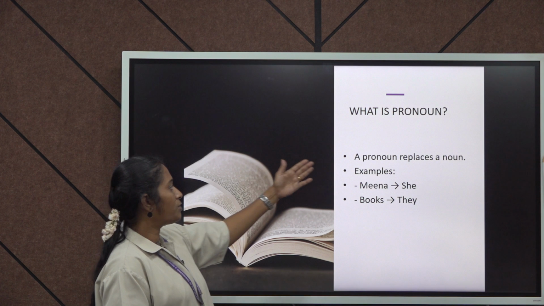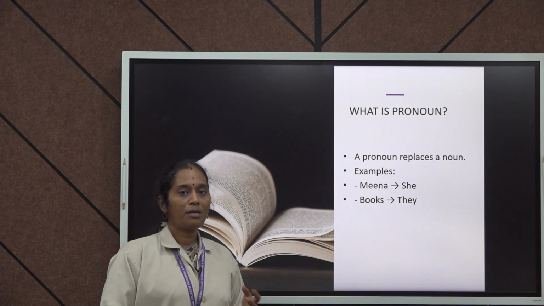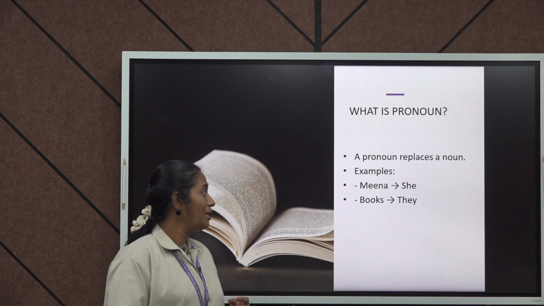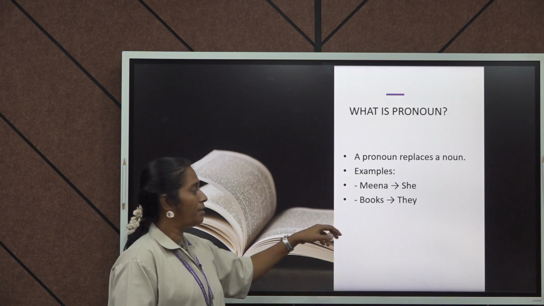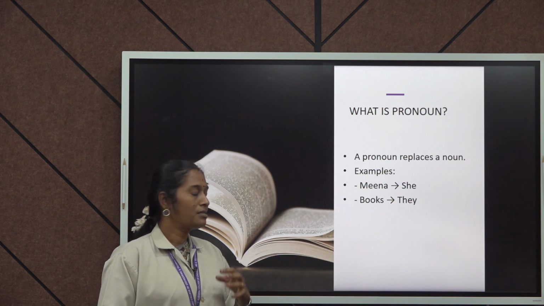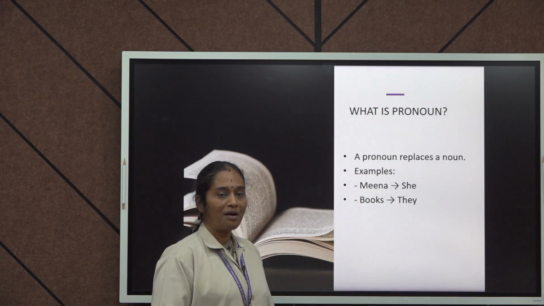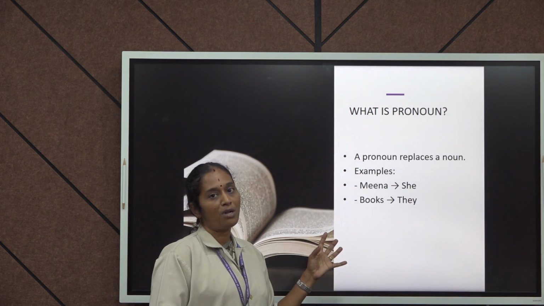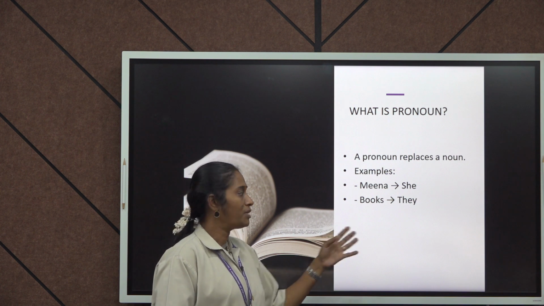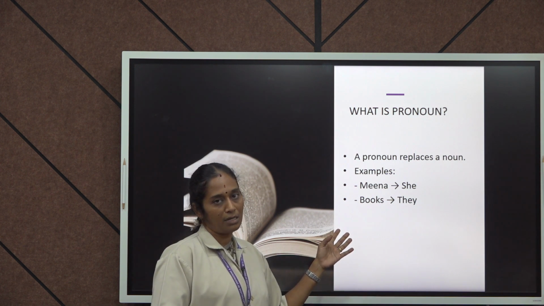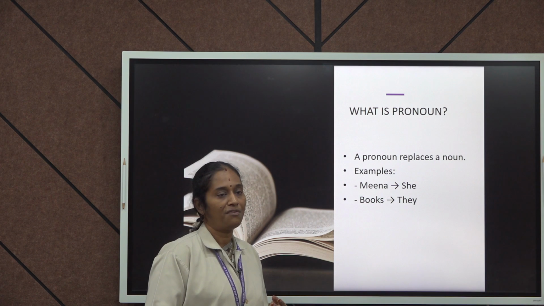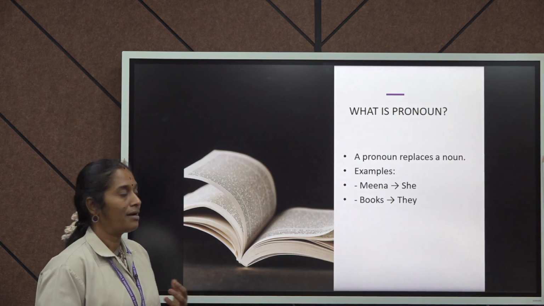Here I have given what is pronoun. A pronoun replaces a noun, that we know already. Apart from it, now I have given a sample here. Meena represents female gender, that is why I have used she here. And next we have books, it is a plural form. Books is in a plural form, that is why I have used they. If it is in a singular form, very well you can use it. I move on to the next slide.